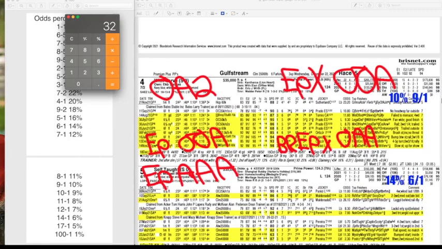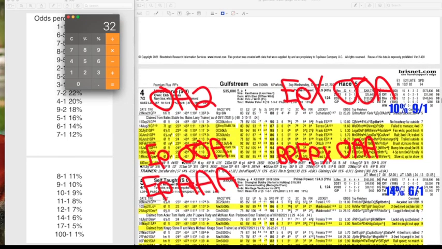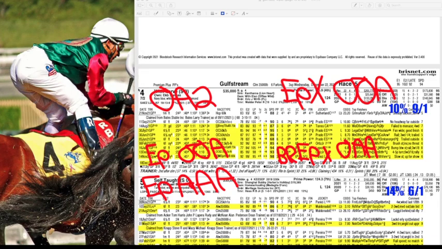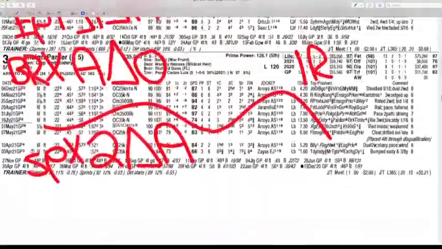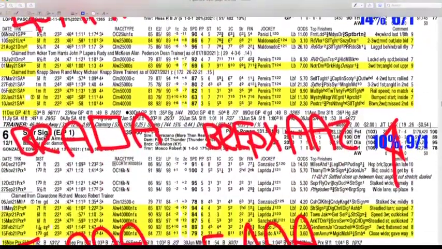I gave the 5 horse a 14% chance at 6 to 1. So right now I got a race that matches with my opinion based on my handicapping and my marks and everything. Now we get to the foundation of your betting. So you got your handicapping opinion. Nothing's changed.